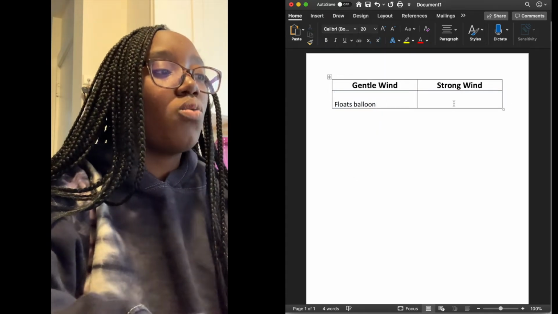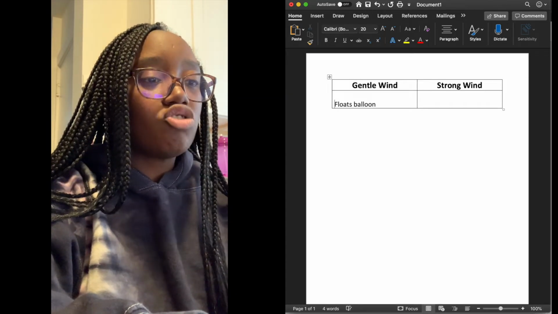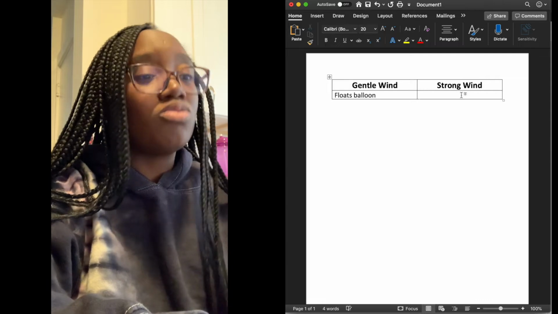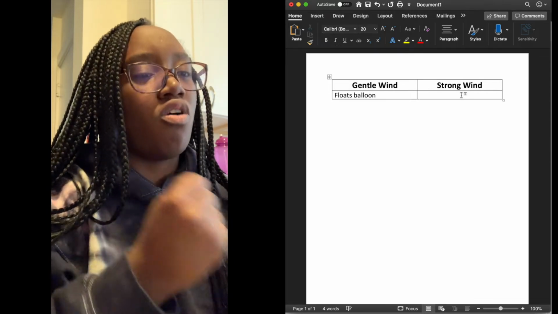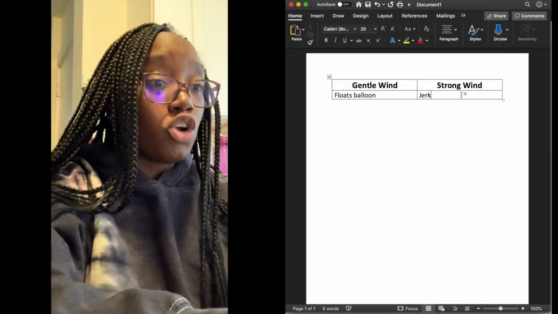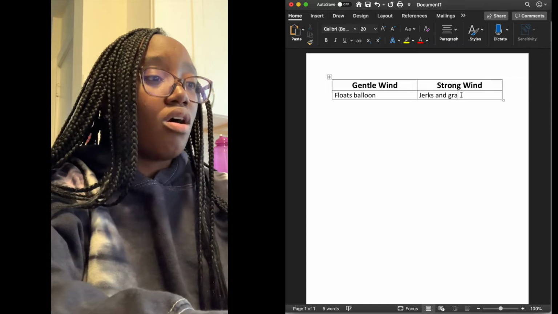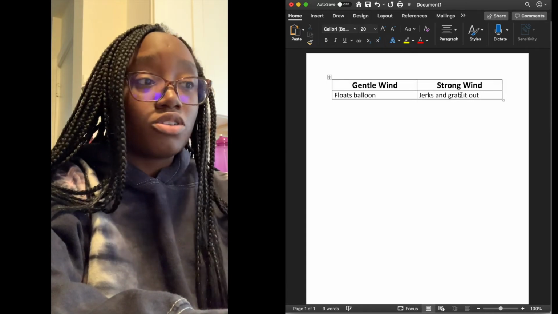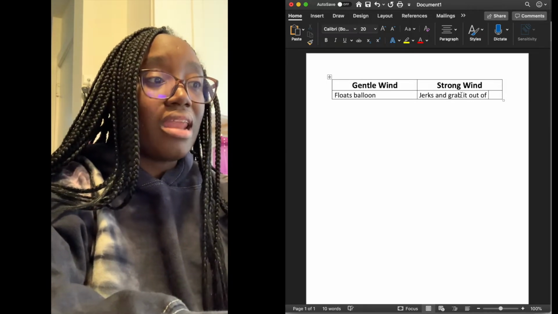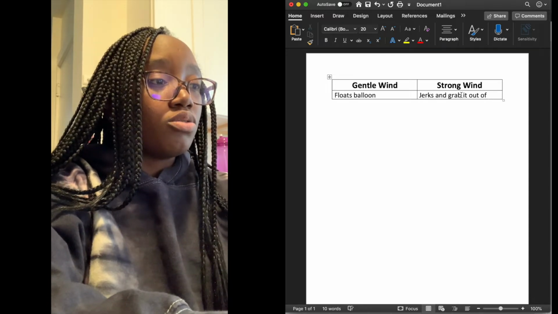And how was the wind strong on the first 2 pages? How was it strong? What did it do to the balloon when it was being strong? So in the story, it says it jerks and grabs it out of Gilberto's hands, right? He jerked it and he grabbed it out of Gilberto's hand.